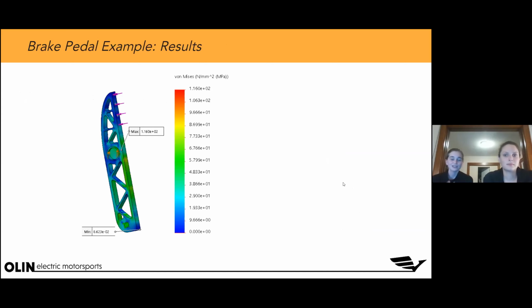We put all the abstractions and assumptions we made into our FEA model, and we get these results. What does this mean? Right now, this is looking at the stress distribution of the part, and it's highlighting from 0 to the max stress of the part. So are we done now? Did we figure it out?